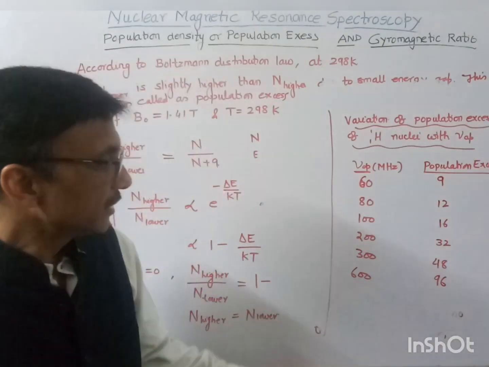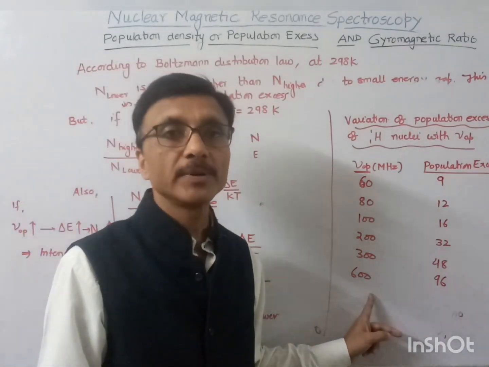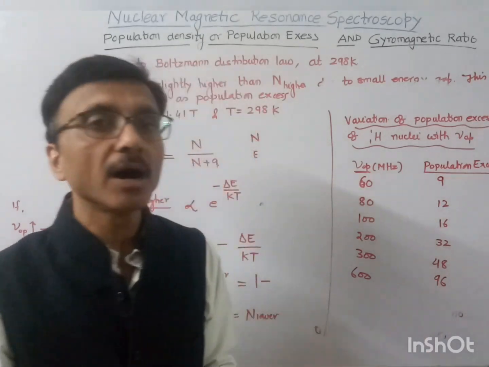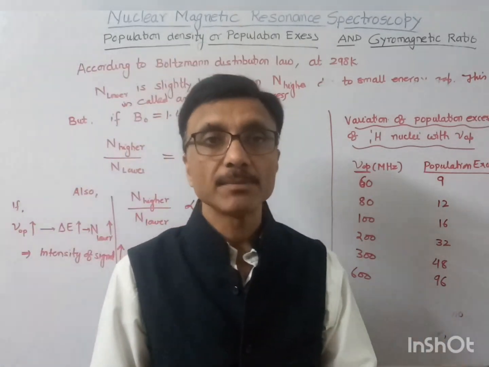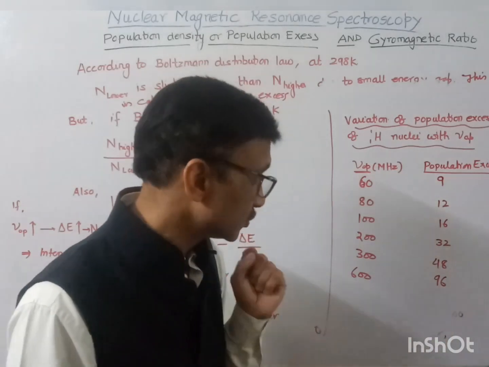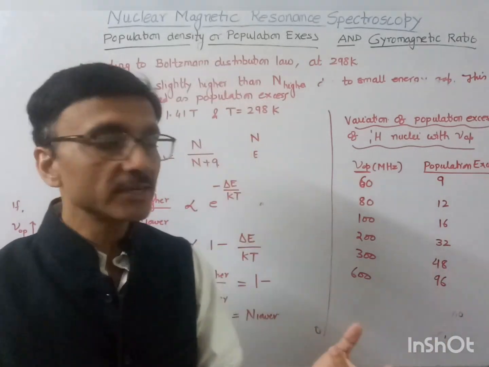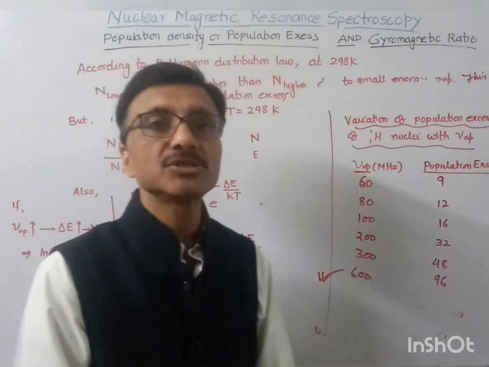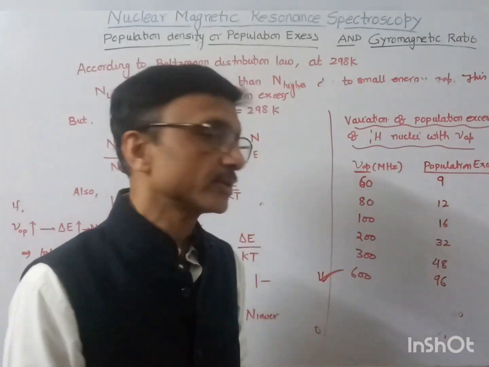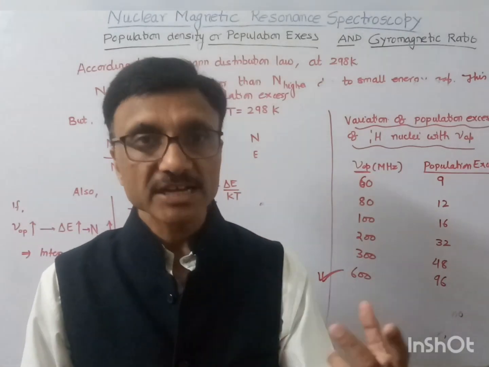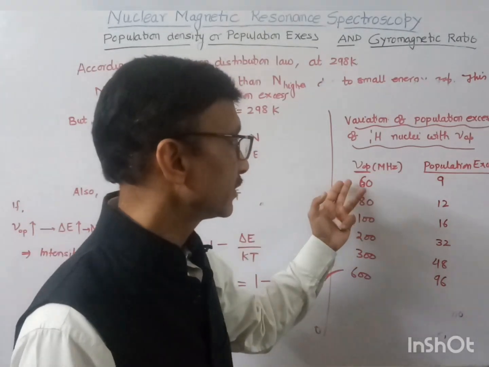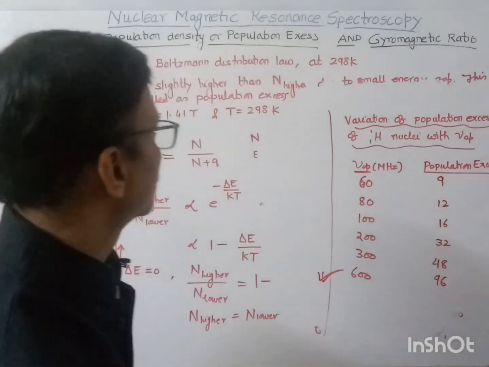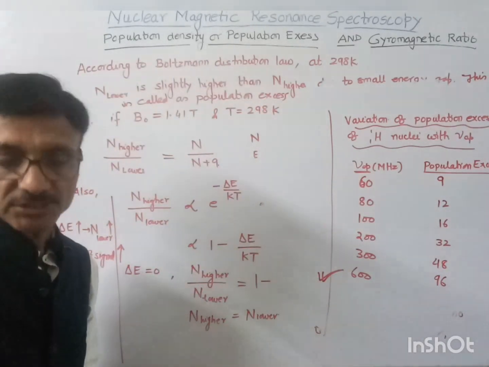So you can see, at 600 megahertz operating frequency, 96 nuclei are present in excess in the lower energy state. That is why this is the best spectrophotometer, having the highest operating frequency, and such spectrophotometers are much more expensive in comparison to those where the operating frequency is less. So this is about population density and population excess.